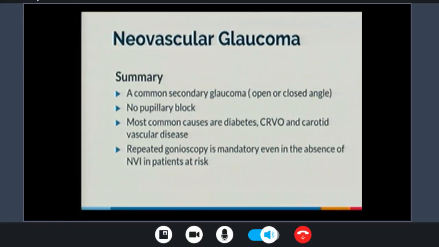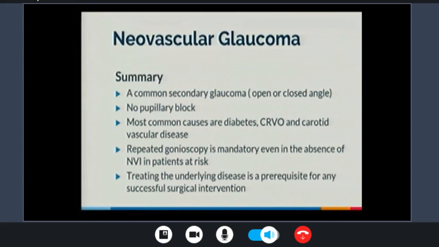and he has already been given the treatment to suppress the neovascular formation, you need always to follow them and look for the vessels at the pupillary area as well as in the angle. So this is very important. And treating the underlying condition or disease is, again, a prerequisite for any successful surgical treatment. So treatment of the underlying disease is important and a prerequisite for any successful procedure.